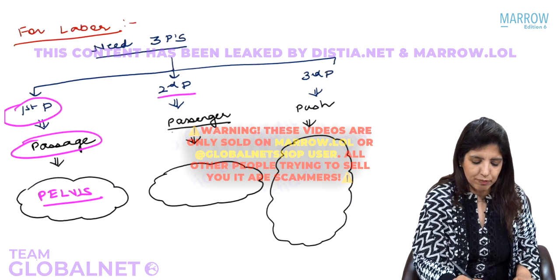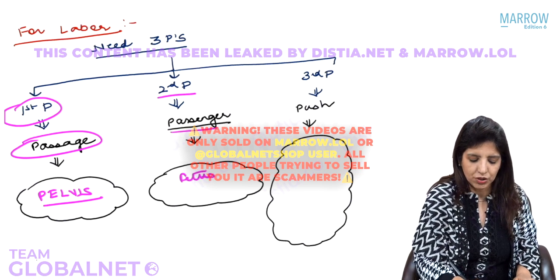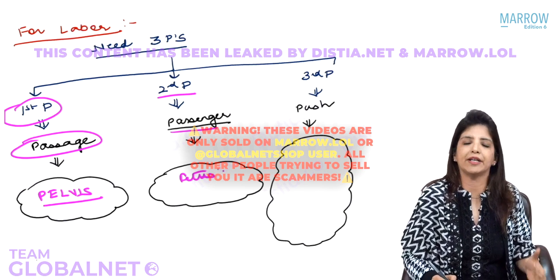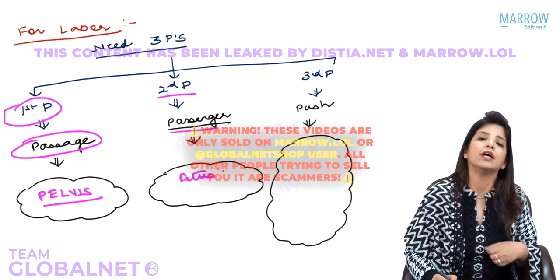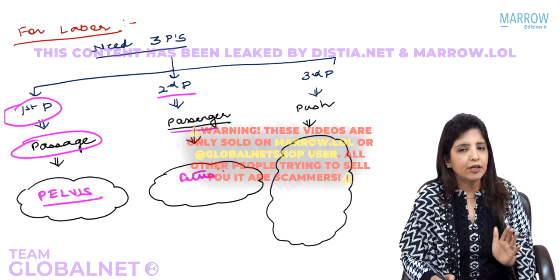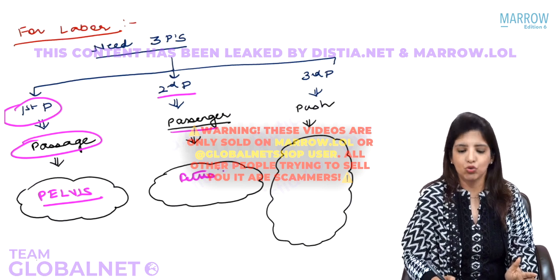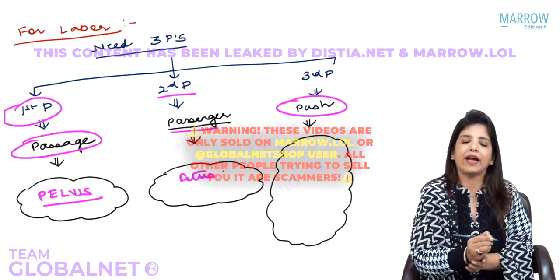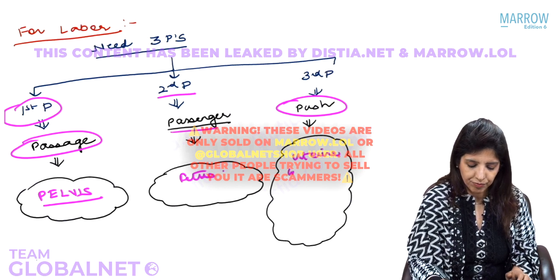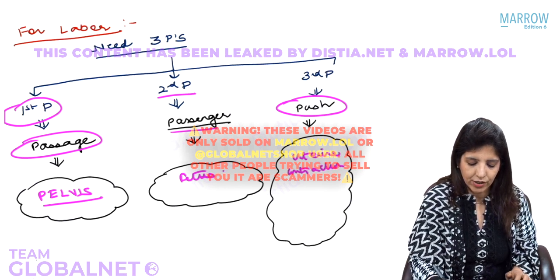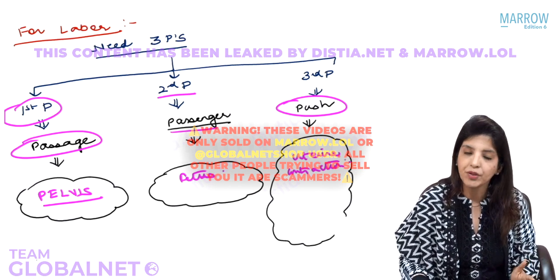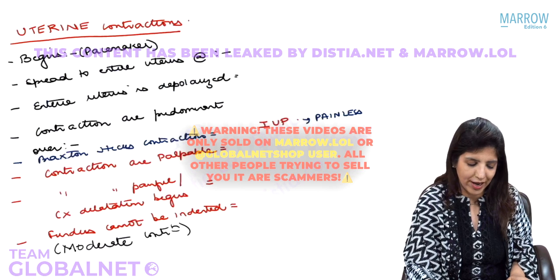Number two, you need a passenger. In other words, you need a fetus, and everything about the fetus I have told you: the lie, the presentation, the presenting part, everything. We have already done that. Now, the third P which is needed for labor to happen is the push. And by push we mean uterine contractions. Unless and until there are uterine contractions, labor cannot begin. So let us talk about uterine contractions.